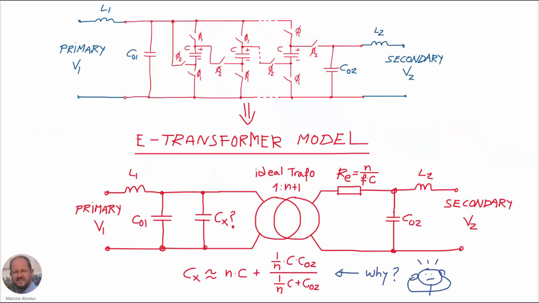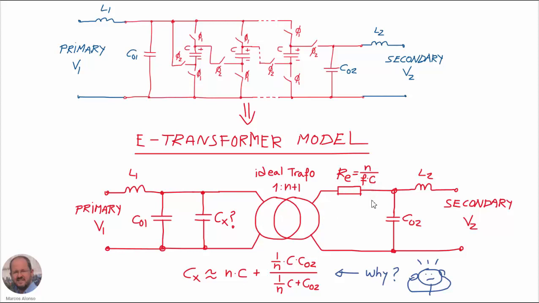Let's see now the equivalent circuit of our electronic transformer. Here we can see in the circuit an ideal transformer, which is representing the behavior of the switch capacitor itself with a ratio 1 over n plus 1. So 1 in the primary and n plus 1 in the secondary. In series, we have the equivalent resistance N over Fc.